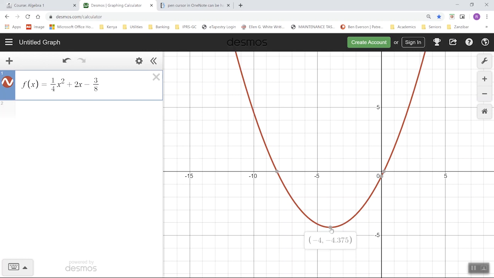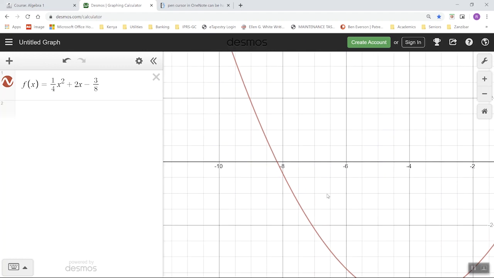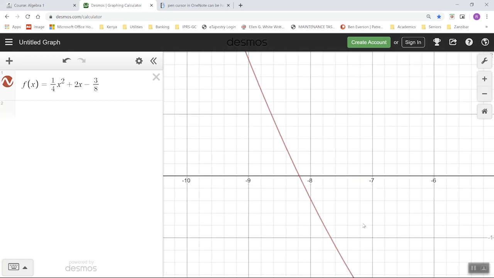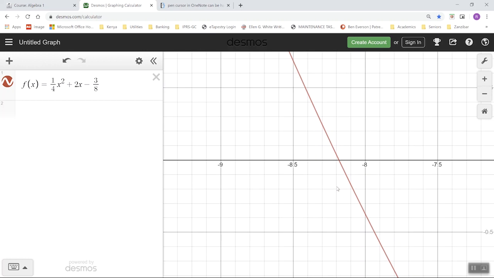And it turns out that we have a vertex right down here of -4, -4.375. It's opening up, therefore we have two roots, two zeros of the function. Here are the two zeros of the function. You zoom in on this a little bit so you can see them closely. So this is -8, this is -9. This would be -8, -8.2, -8.4, -8.6, -8.8, -9. So this, notice, is just slightly -8.2 is here.